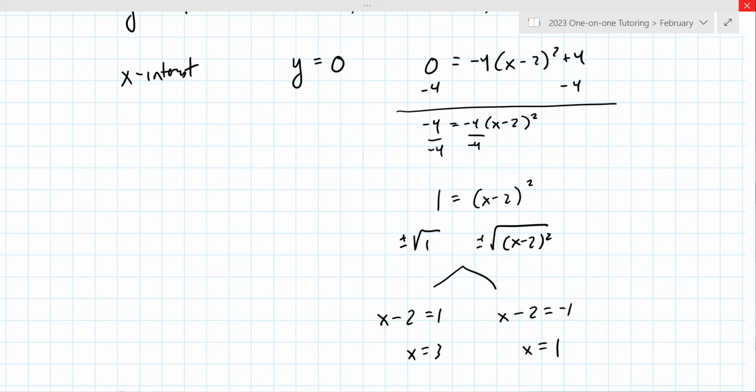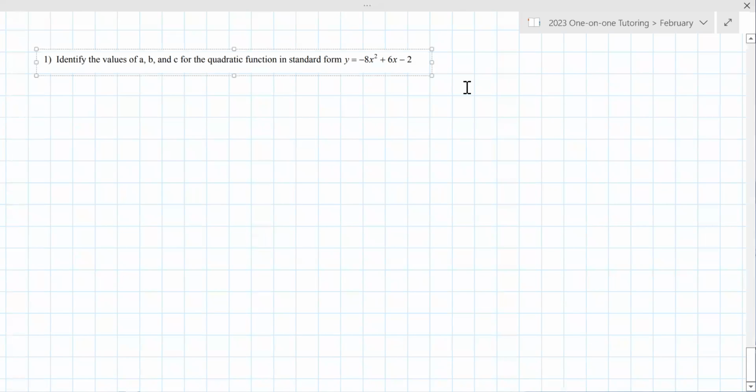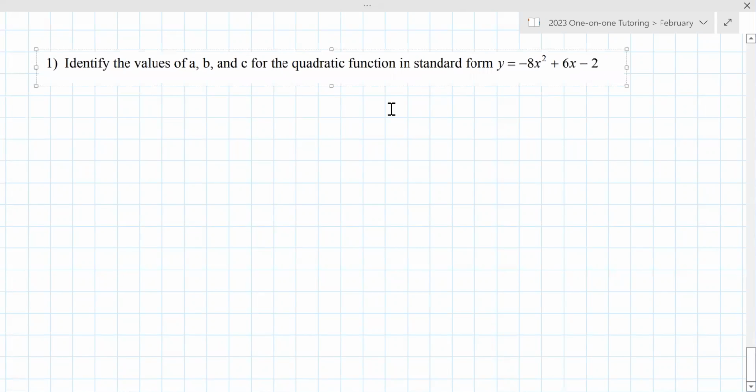So I found a really good quiz for standard form stuff. I think we'll just look at the questions and we'll hit probably most of the things that you wanted to talk about here. This is usually the first thing that I ask students about when it's in standard form. A equals -8, B equals 6, and C equals -2.